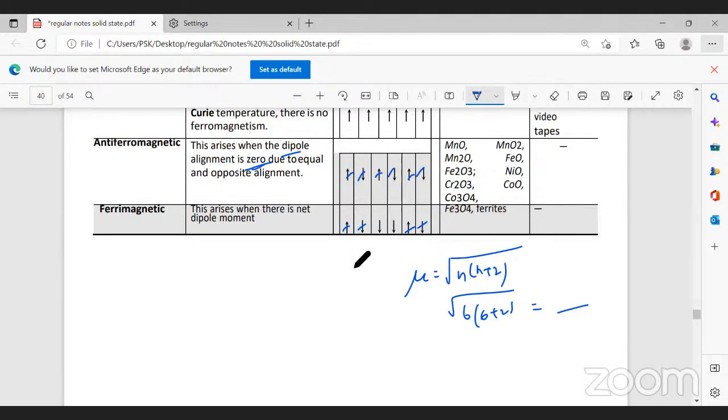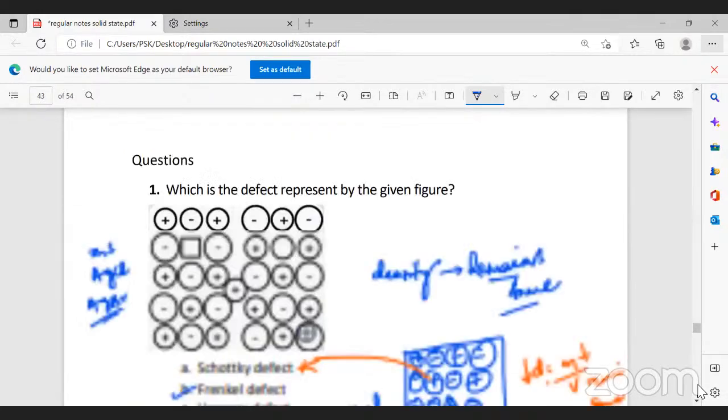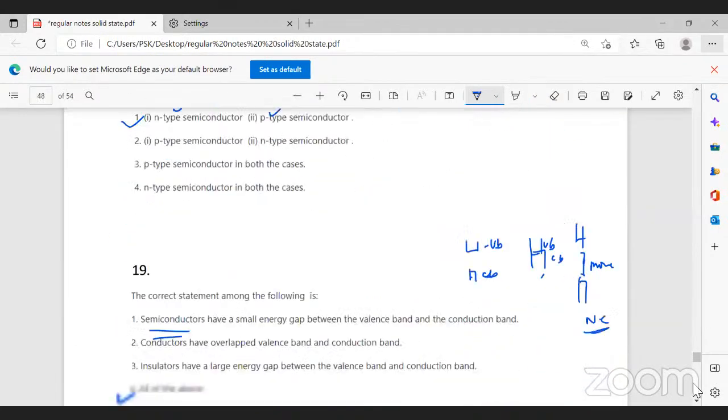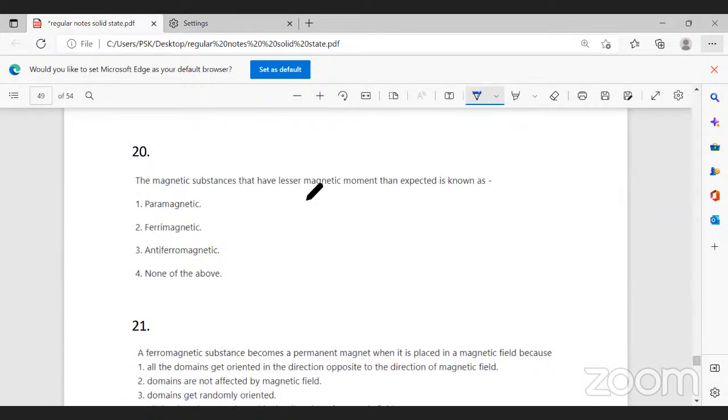Because we all say that 6 unpaired electrons are there, therefore the moment should be what? Maximum. But here, due to the opposite spin of a few of the electrons, the moment will decrease from the expected. That kind of property is called ferrimagnetic property. So the answer for this question will be what? Let's read the question and then answer. Magnetic substance that has lesser magnetic moment than expected is known as ferrimagnetic. I clearly told you. Antiferromagnetic, we learned the moment is what? 0. Here the moment is lesser than what?